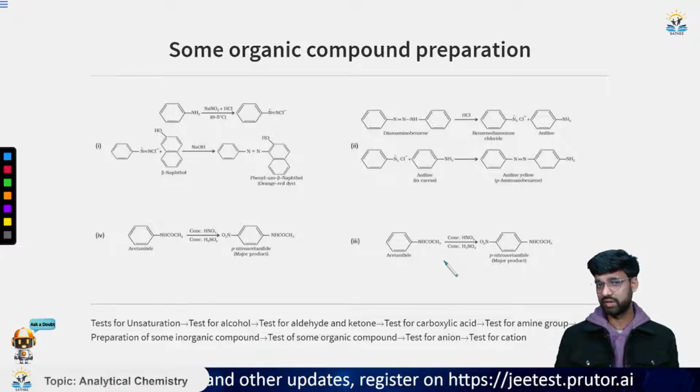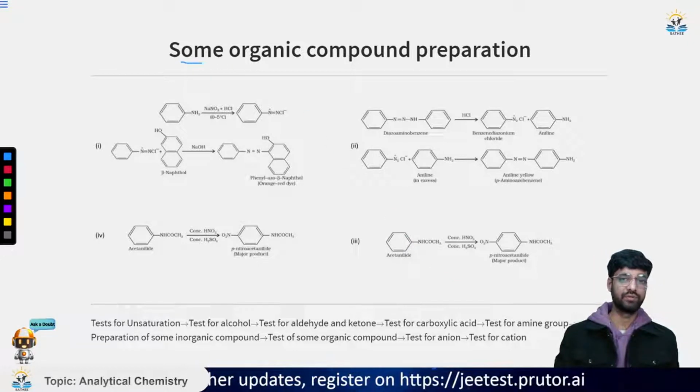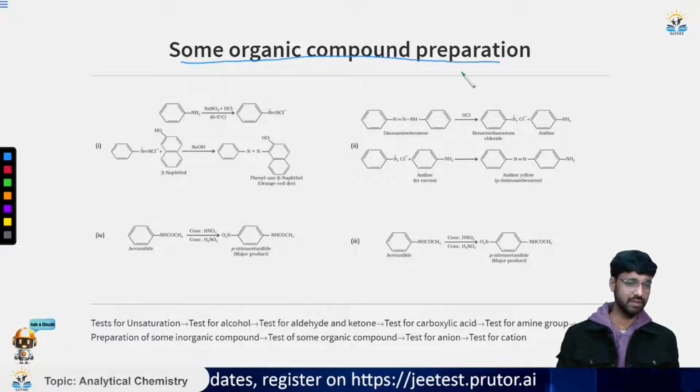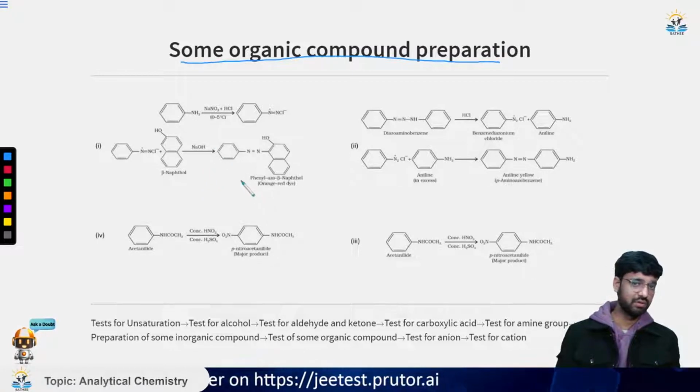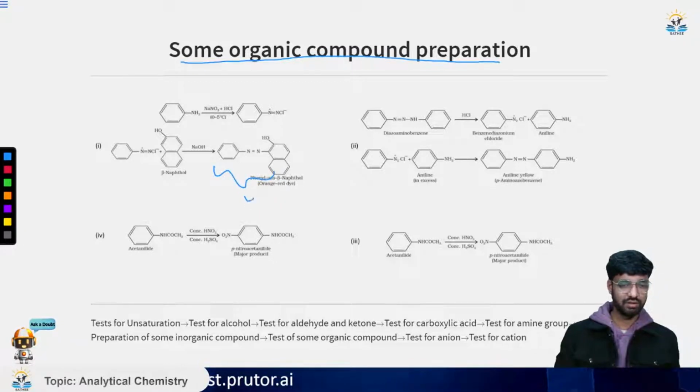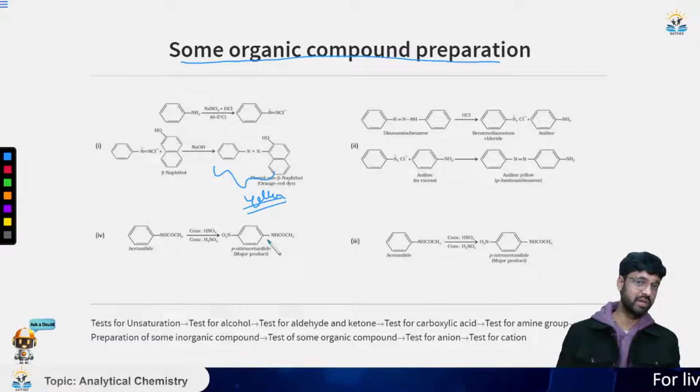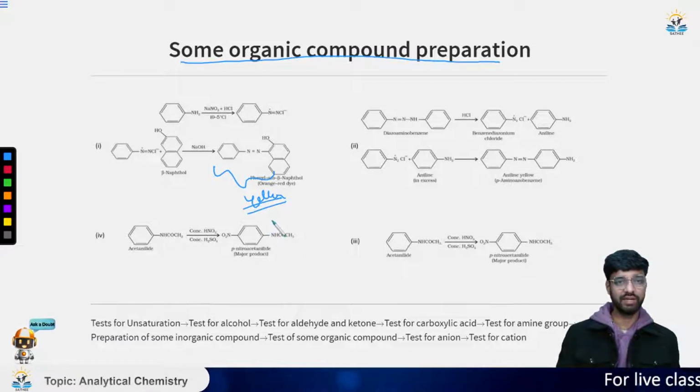Next, let us look at some preparation of organic compounds. So this is the preparation of beta naphthol azo dye. What we do is we take phenol azo. This is the formation of this complex, that is yellow precipitate. Okay, so this is the previous one. So it is mainly used for the detection of the aniline group.